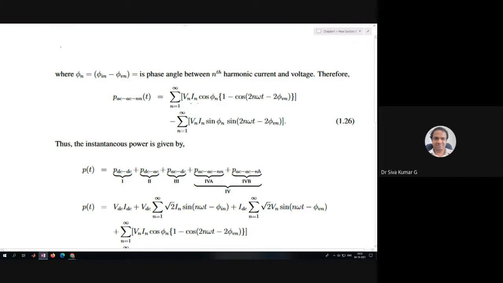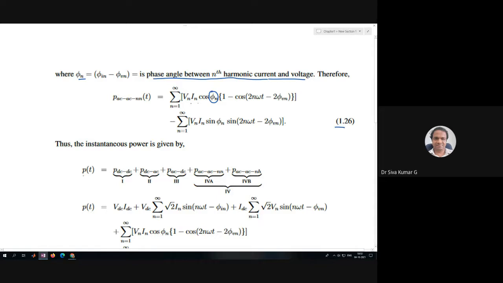These are the equations they have represented: V1 I1 cos phi 1 as minus 1 minus cos(2nωt − phi V1), and this equation. This is about equation 1, whereas phi n is the phase angle between the nth harmonic current and the nth harmonic voltage. That's what they represented here.